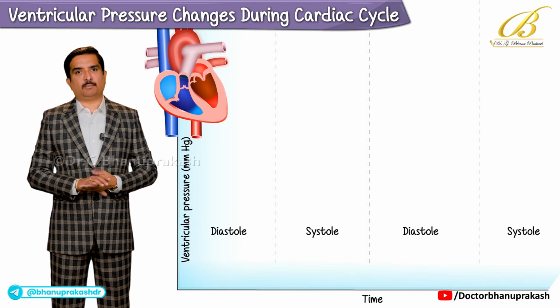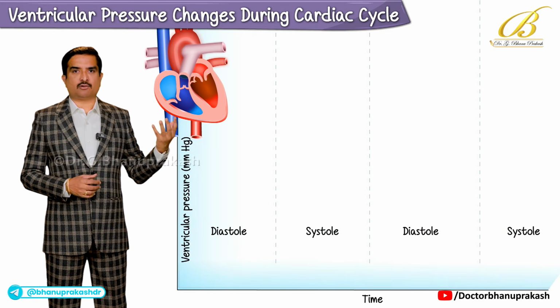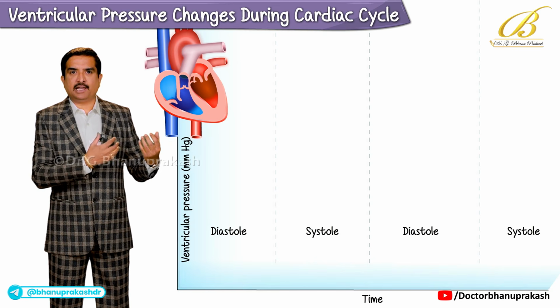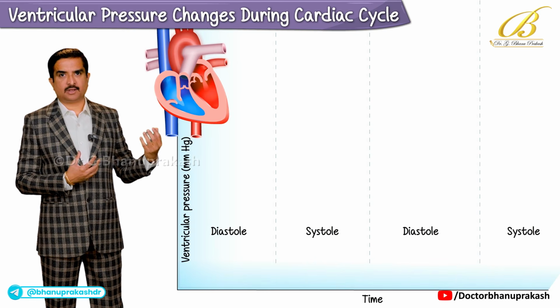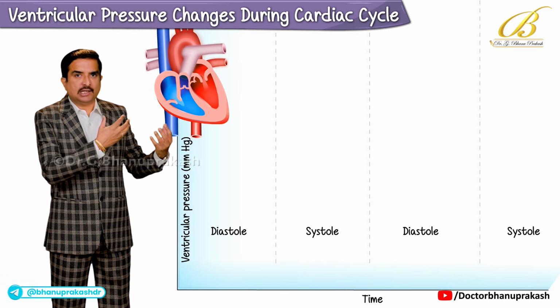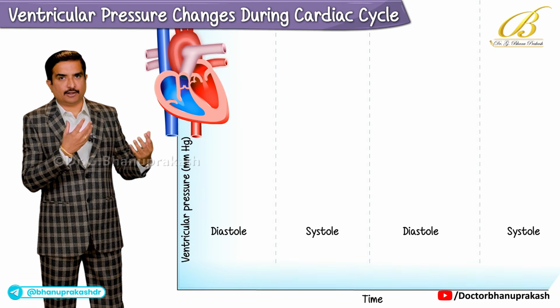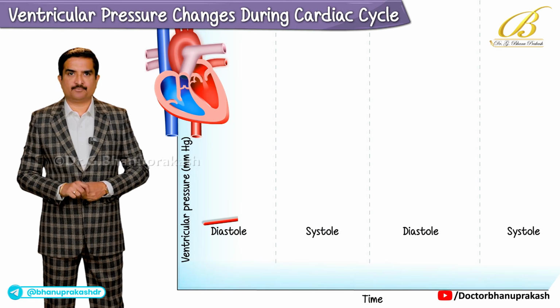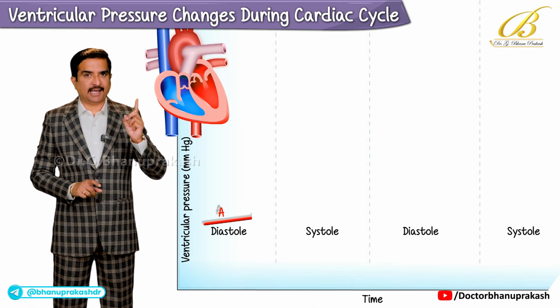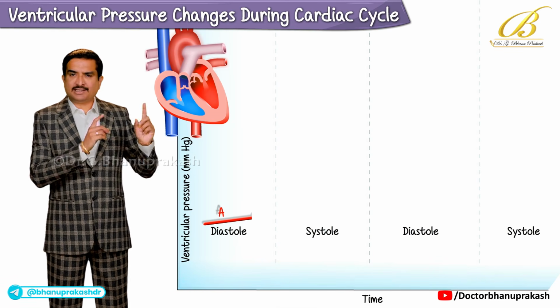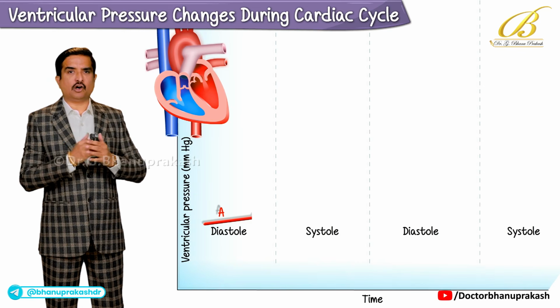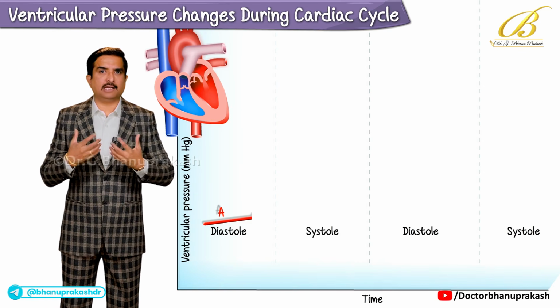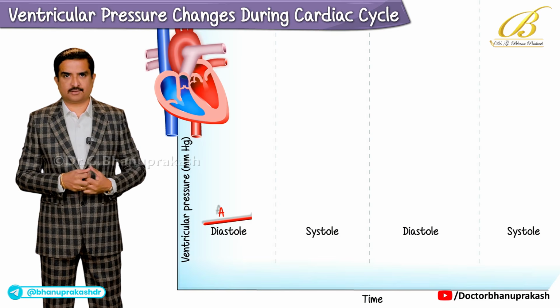So we begin with ventricular diastole. At this point, the ventricles are relaxed and filling with blood from the atria. As blood volume slowly accumulates inside the ventricles, there is a gradual rise in ventricular pressure. This is point A on the curve. This increase is very small because the ventricle is highly compliant during the filling process.